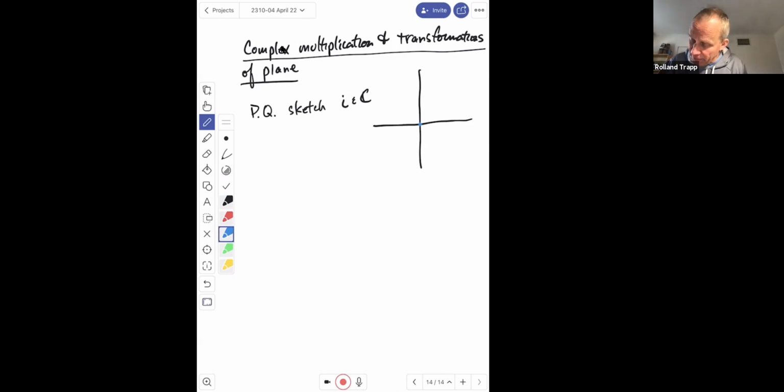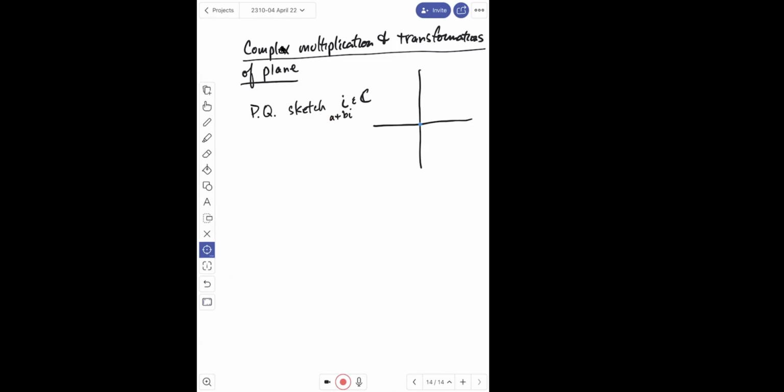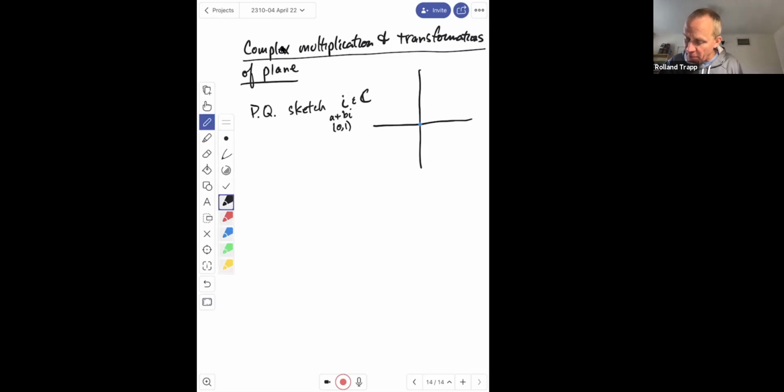Well, I have to think of this as some a plus b times i, right? So what's a in this case? 0. And what's b? 1. Yes, you're right. So it goes to the point (0, 1). So i is the unit vector, the vector that's 1 unit long and goes straight up. Okay, so that's what i is.